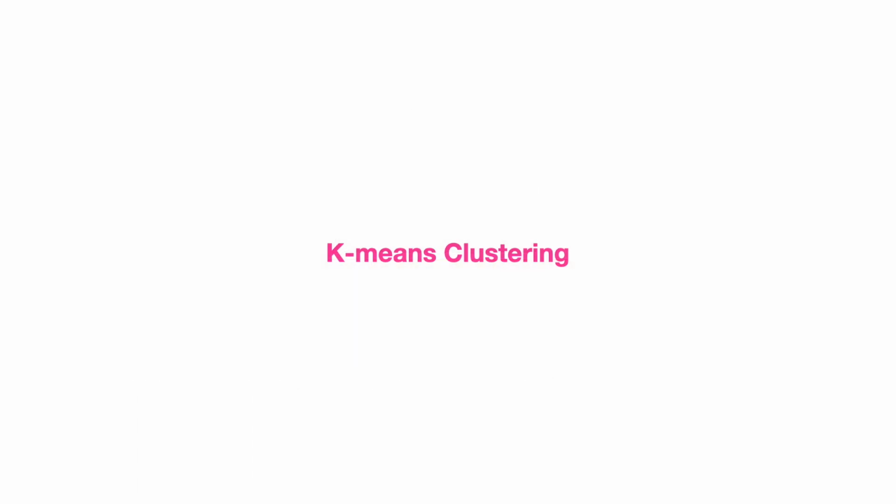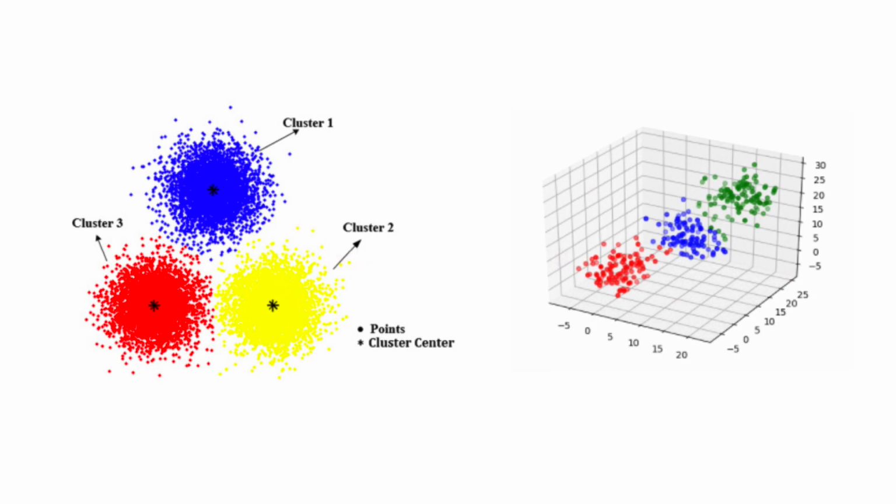To solve this problem, I found the algorithm named K-means clustering. K-means clustering is a simple unsupervised algorithm that is used to solve clustering problems. It follows a simple procedure of classifying a given data set into a number of clusters, defined by the letter K, which is fixed beforehand. I could apply this algorithm to my project.